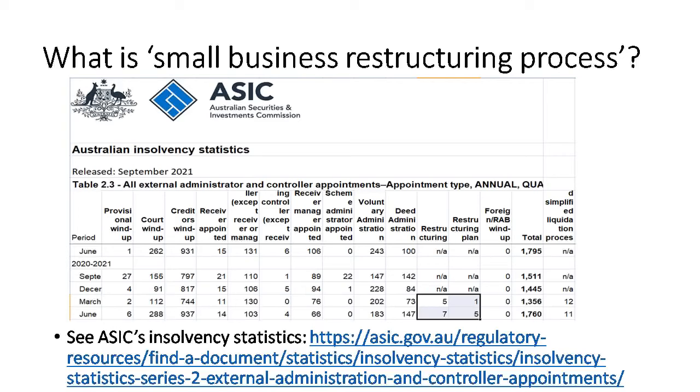In short, since the SBRP came into effect, it's only been used 18 times, with some possible overlaps with other forms of external administration if any restructuring failed. You'll see NA for all years except 2021. It's clear there hasn't been a great demand for SBR.